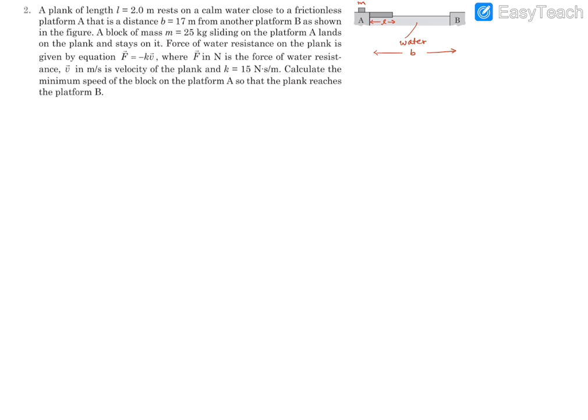Now when you give a velocity to this block, let's say you are supplying a velocity u. So this will first be sliding on A, which is frictionless. Then it will be landing on this platform. So when it lands on the platform, then this platform will start moving.